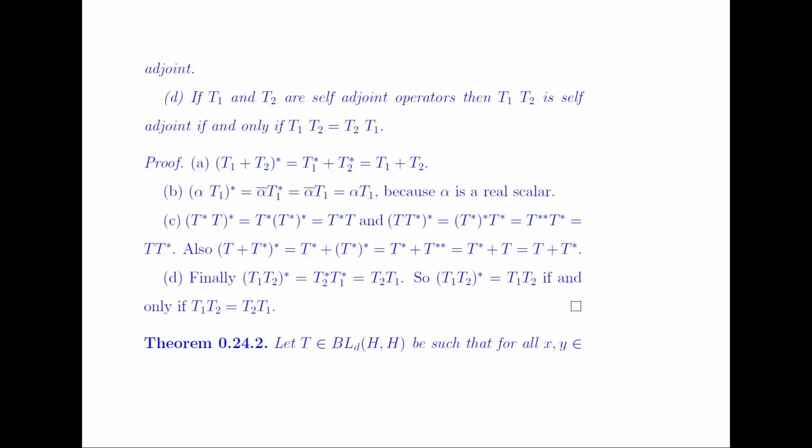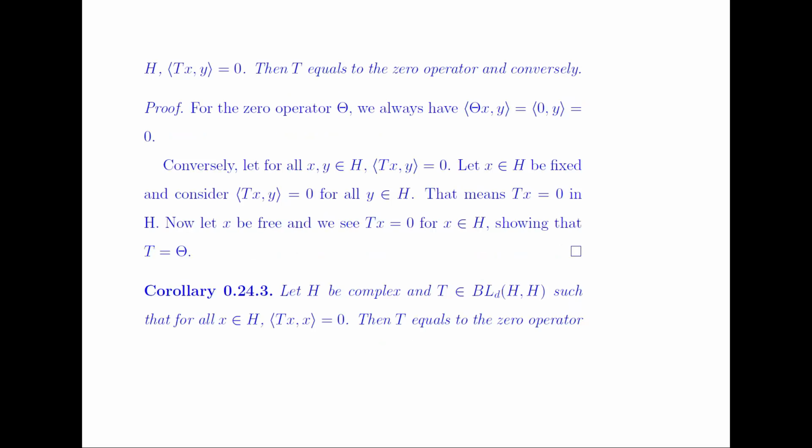The next result says that if T is a bounded linear operator from H to H such that for all x and y belonging to H, the inner product of Tx, y is equal to 0, then T equals the 0 operator, and conversely. For a 0 operator, we always have the inner product of θx comma y equal to the inner product of 0 comma y, which is equal to 0. We get the result.